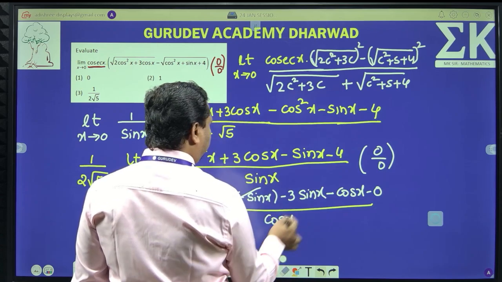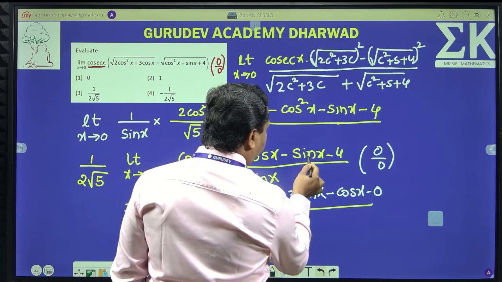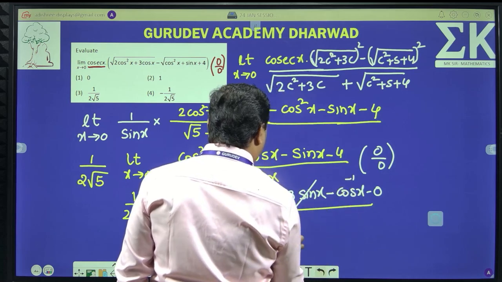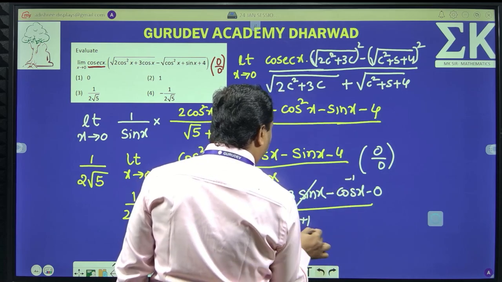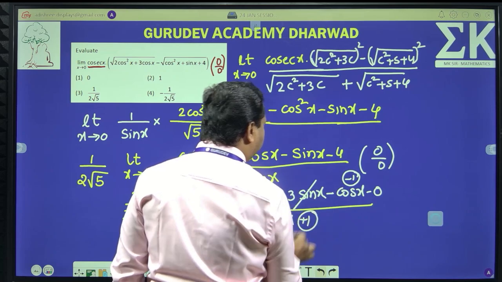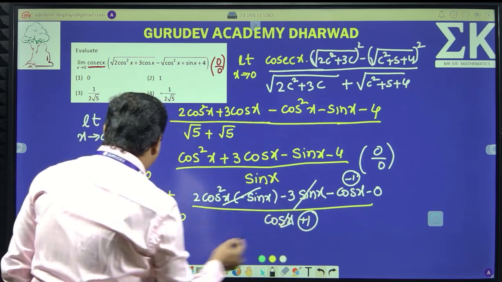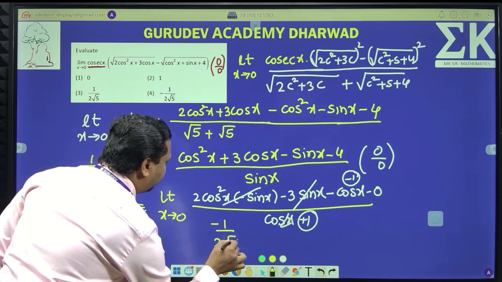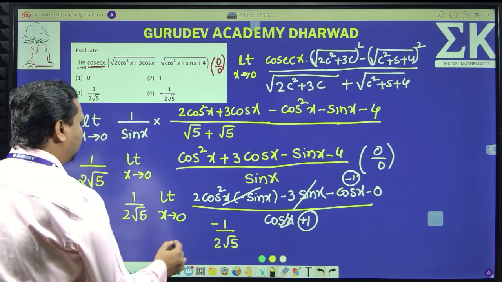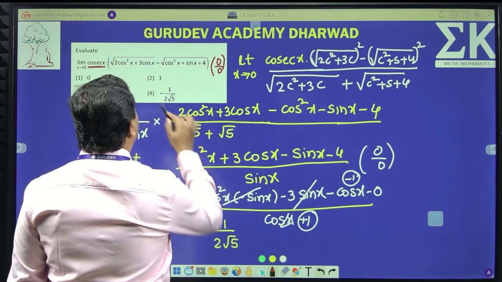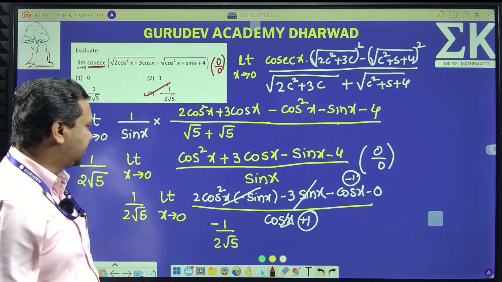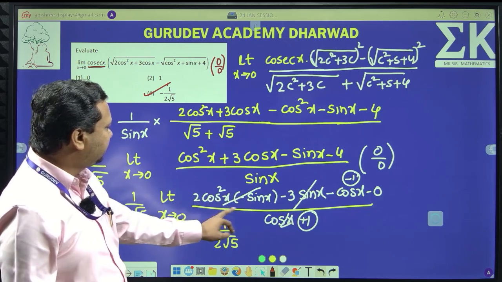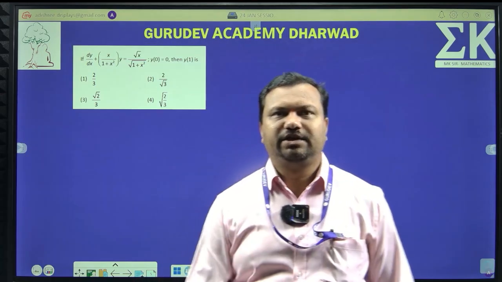So, sin 0 is also 0 and the differentiation of sin x is cos x. So that cos 0 will become minus 1, and cos 0 is plus 1. So, whatever is your answer, minus 1 divided by plus 1 is nothing but minus 1. Therefore, minus 1 into 1 divided by 2 root 5 will become minus 1 divided by 2 root 5. Hence, what should be your answer? Option D is the right answer. Clear? I have taken L'Hospital's rule, then substituted x equal to 0. So, let us continue with the next question.